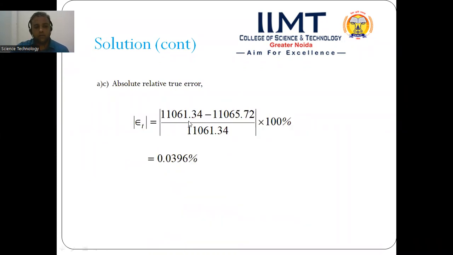And the absolute relative error will be given by the true error divided by the exact value. So the absolute relative error is 0.0396%.